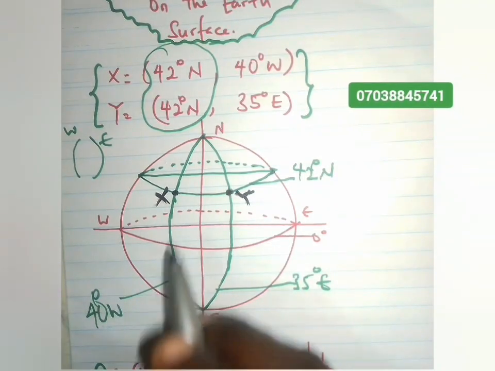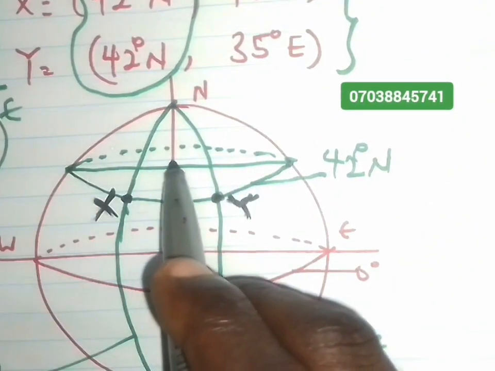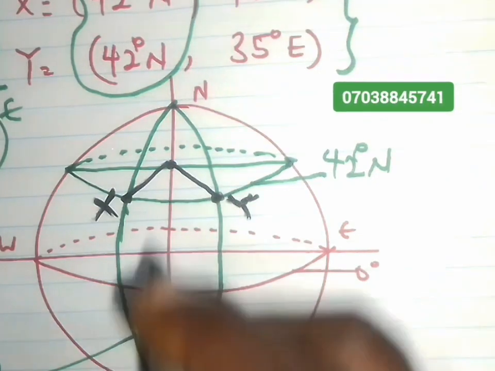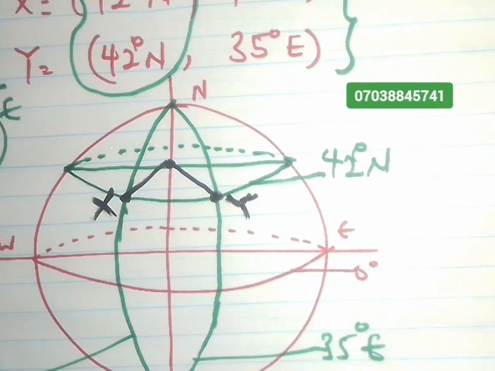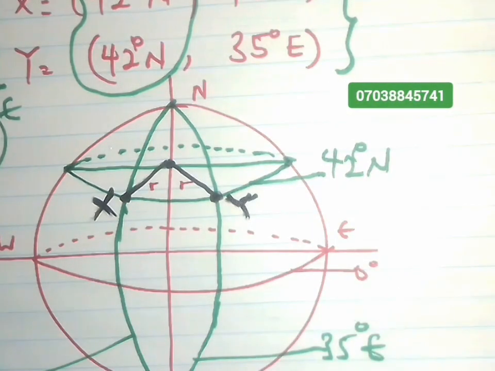Then the next thing is to join them to their common latitude. This is the center of the common latitude. So join here to this part and join here to this part. Then that distance will be small r. Don't forget to write small r. Small r is the radius of the parallel of latitude.